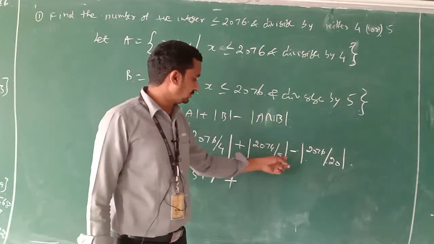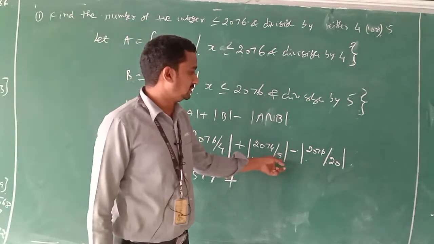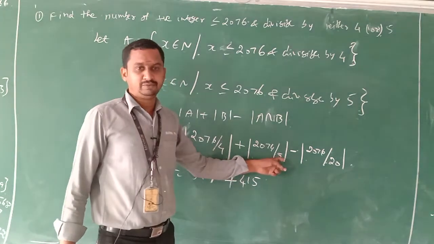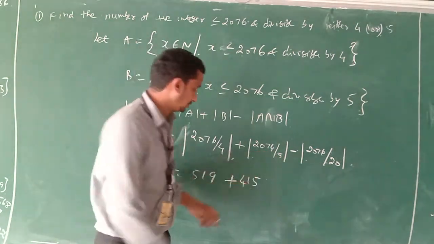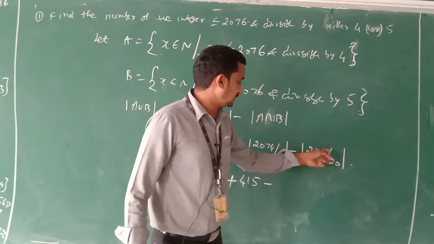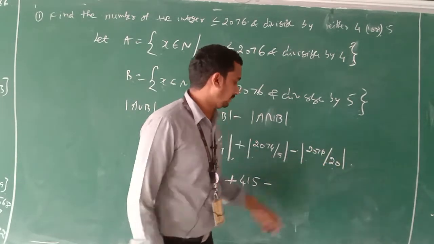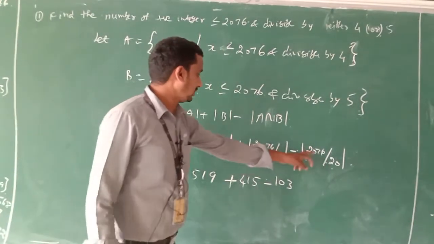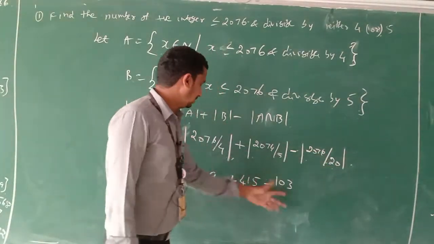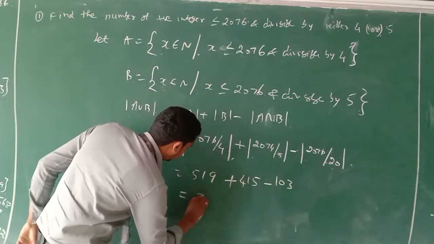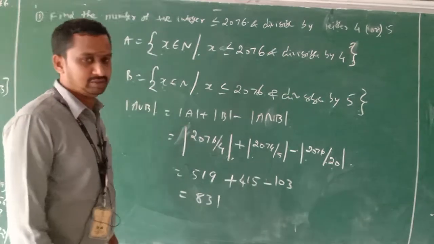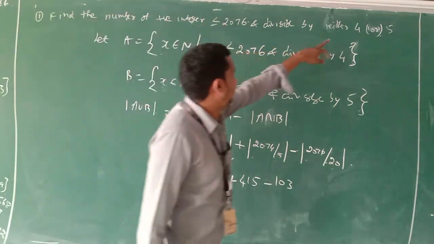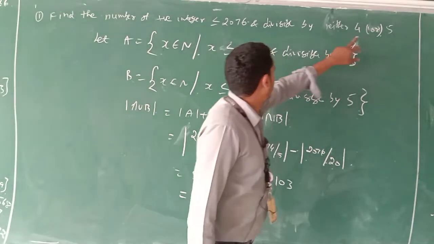Similarly, 2076 divided by 5. So in 2076 there are 415 multiples of 5, minus 2076 divided by 20. How many times is there? The maximum is 103, and the decimal part will be neglected. So 2076 divided by 20. Now simplifying, we get 831. This is the number of positive integers divisible by 4 or 5.